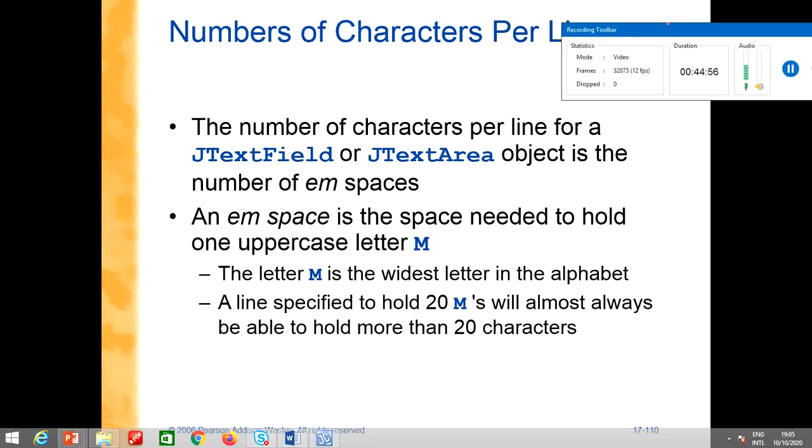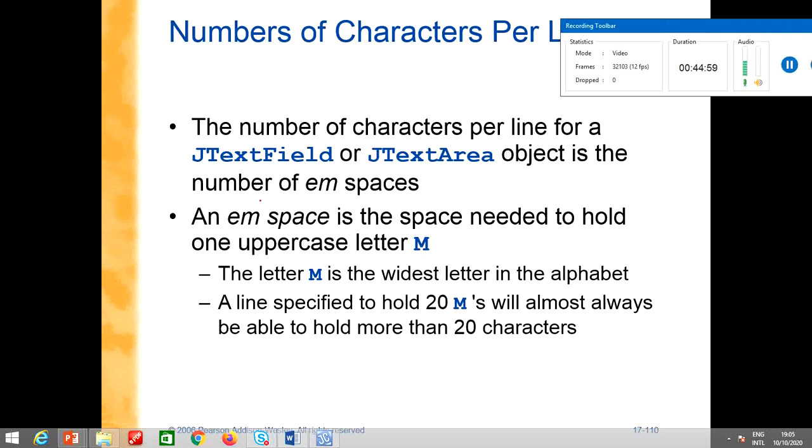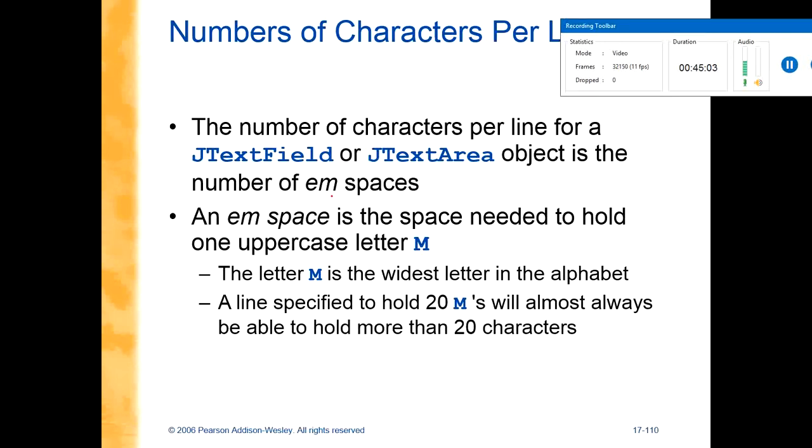Number of characters per line. The number of characters per line for JTextField or JTextArea is measured in number of M spaces. An M space is the space needed to hold an uppercase M letter, because M is the widest letter in the English alphabet, and a line specified to hold 20 M's will almost always be able to hold 20 characters.